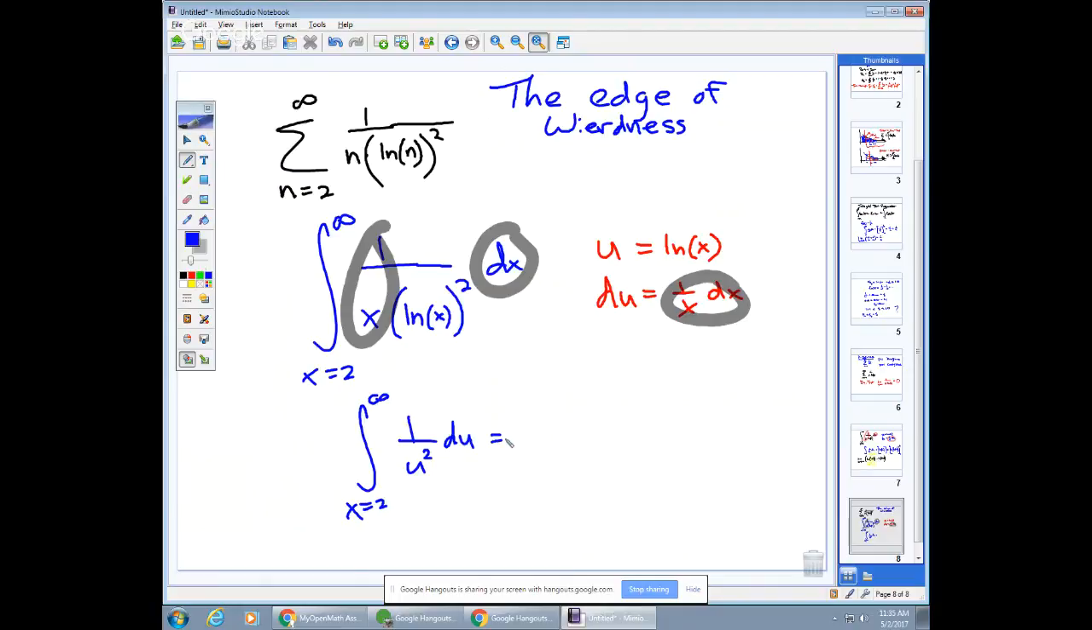Let's see, 1 over u squared, that antiderivative is just negative 1 over u, right? Well, that's better than before, I think. This is looking promising. Negative 1 over u. Ignoring boundaries for a minute, u is really natural log of x. And then we're going from 2 to, I'm going to have to throw a b in there so I can do a limit. Let's put a b there too.